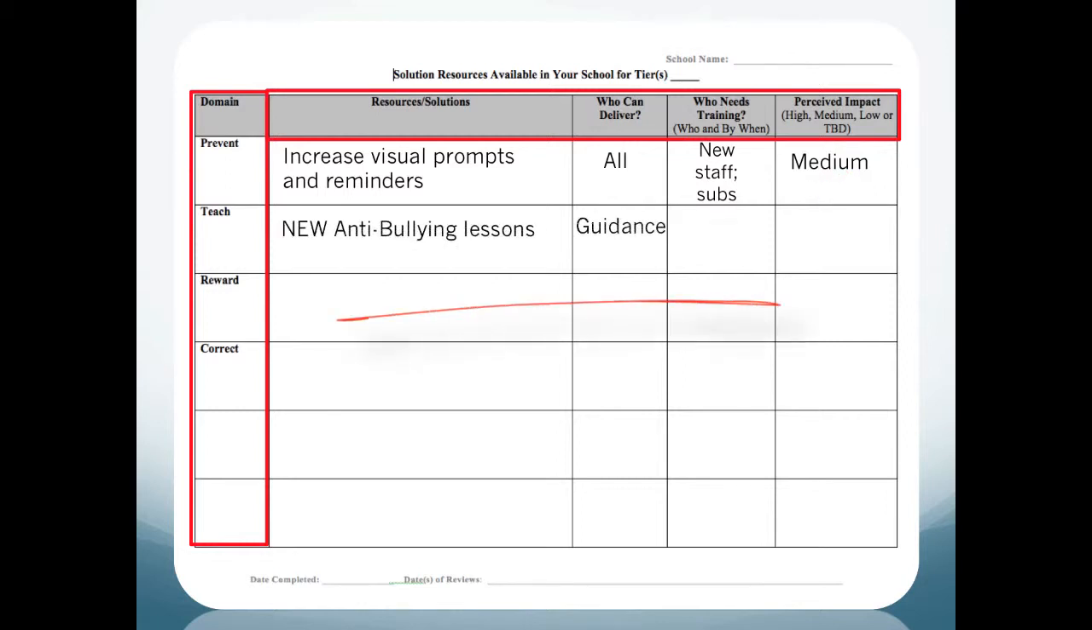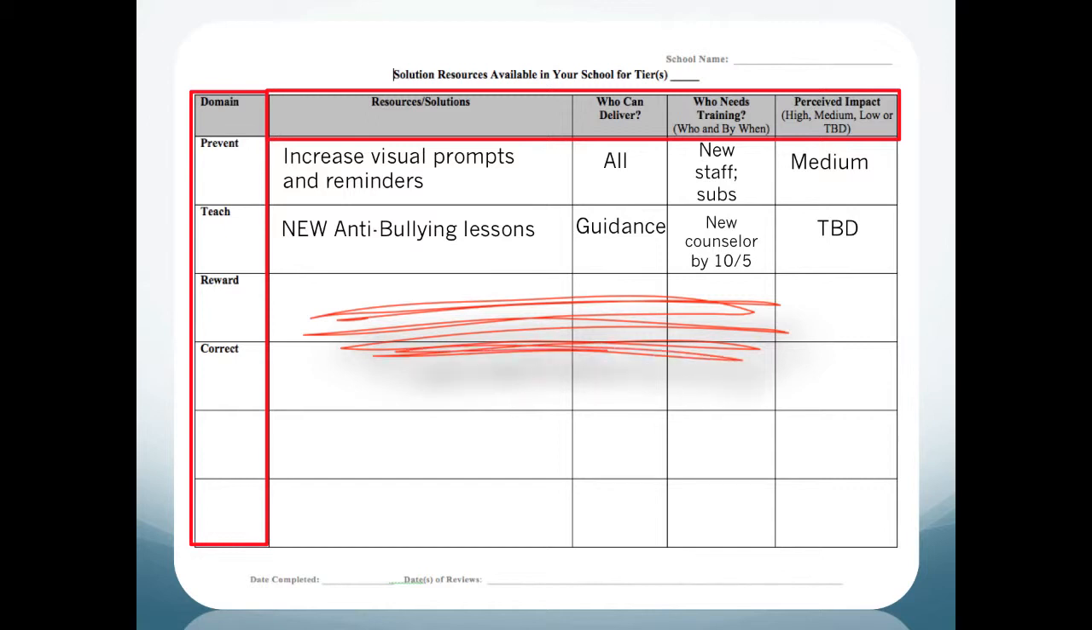When we look across some strategies for teaching, we now have a new anti-bullying curriculum that our guidance counselors deliver. We have a brand new guidance counselor though, so we want to make sure that he or she is trained by October 5th. And because this is new, we don't know what the impact is going to be on our particular school.